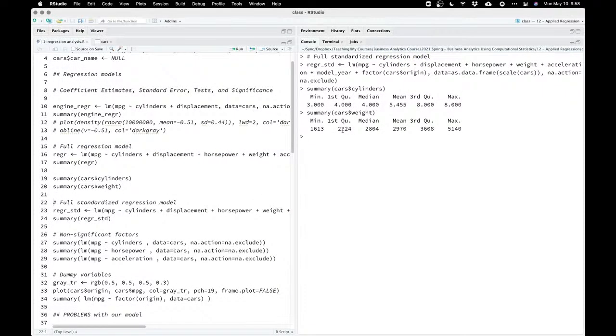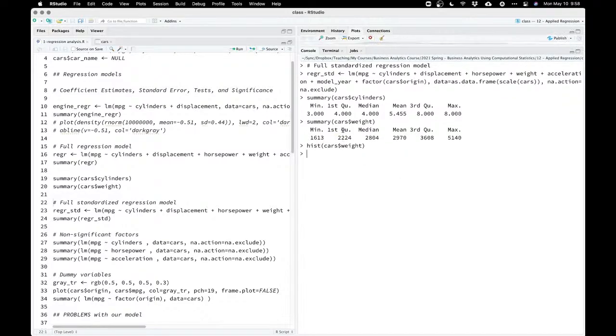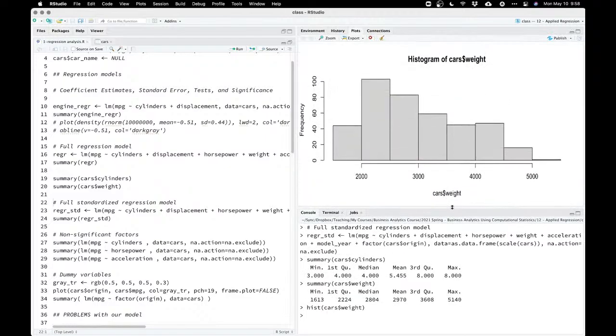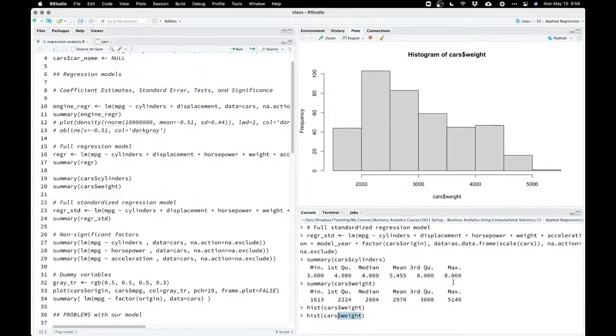So if we look at the histogram of cars$weight, originally the histogram looks like this. Now let's scale cars$weight. Can I just scale cars as a data frame? Okay, and let's call this cars_std.